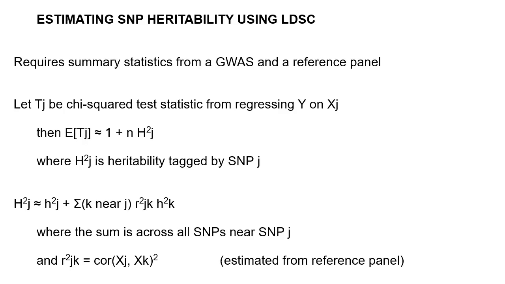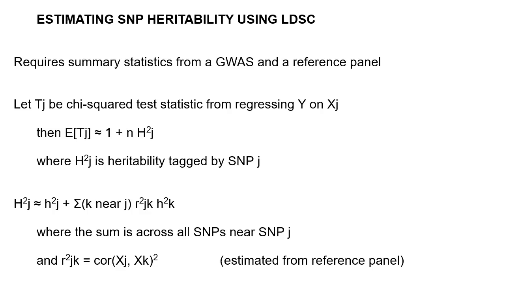Now this does not require individual level data, but instead only uses summary statistics and a reference panel. So let's suppose we perform single SNP analysis, and T_j is a chi-squared test statistic from regressing the phenotype on SNP j. The expected value of T_j takes this form. It's 1 plus n, for sample size, times big H squared_j, where big H squared_j is the heritability tagged by SNP j. So hopefully this makes sense.